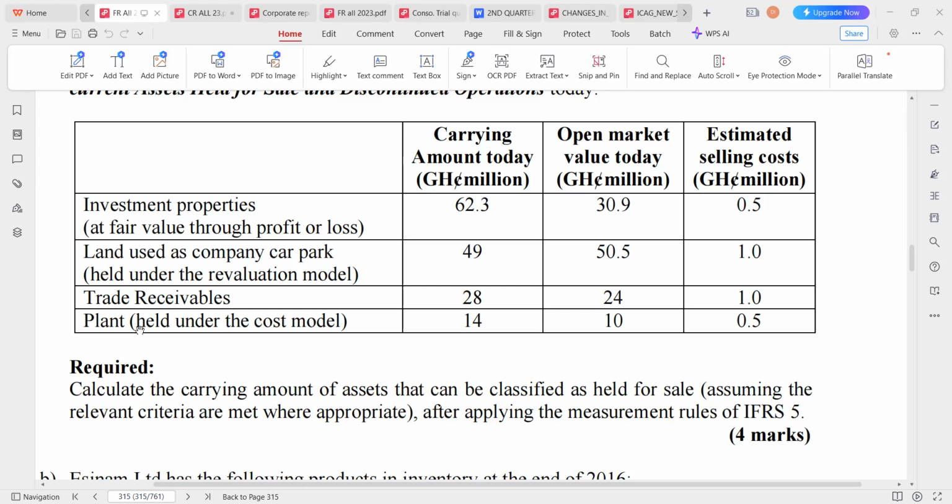Plant, held for sale, and the cost. I'm not here to confuse you. Whatever it is, so long as it's plant, it can be classified as held for sale.